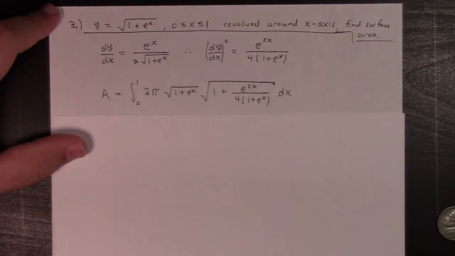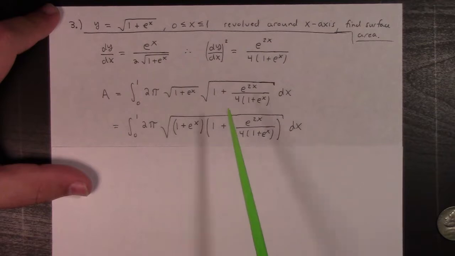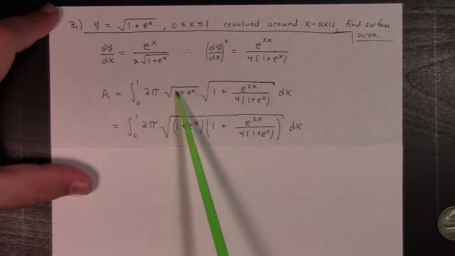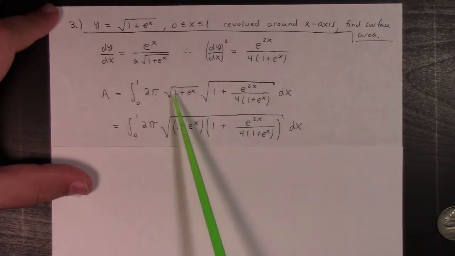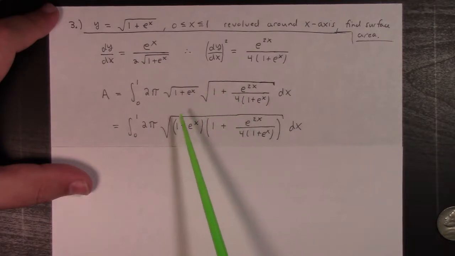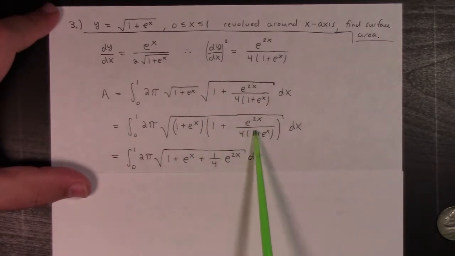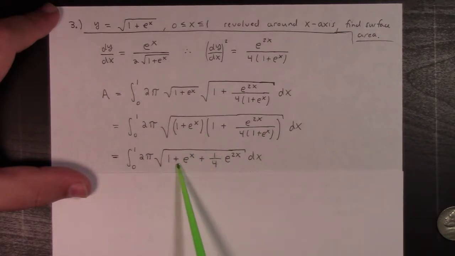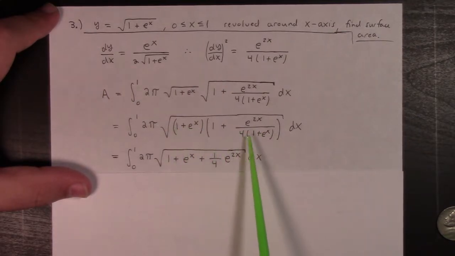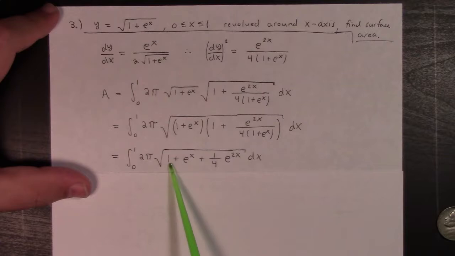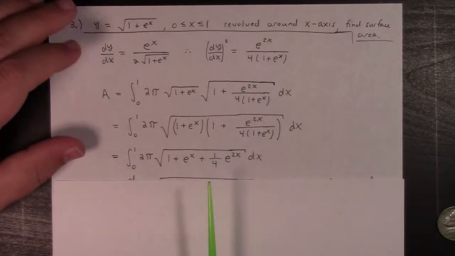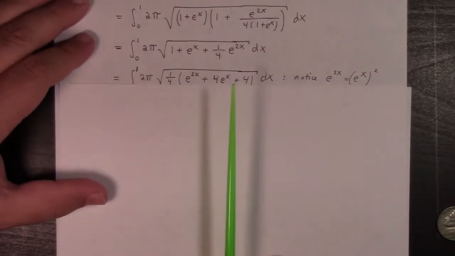Then, how on earth am I supposed to integrate that? Well, let's look at it. My first move was to use properties of square roots. The square root times the square root is the square root of the product. All right. Then I multiply that through. That gave me 1 plus e to the x, and then this and that cancel, which gives me 1 plus e to the x plus 1/4 e to the 2x. All right. We're getting somewhere.